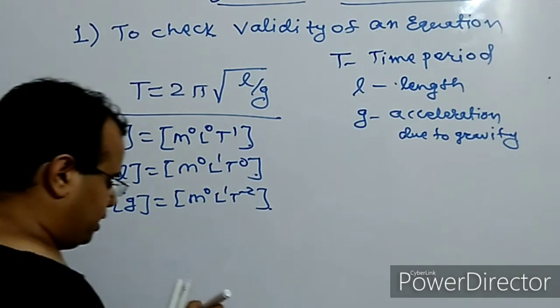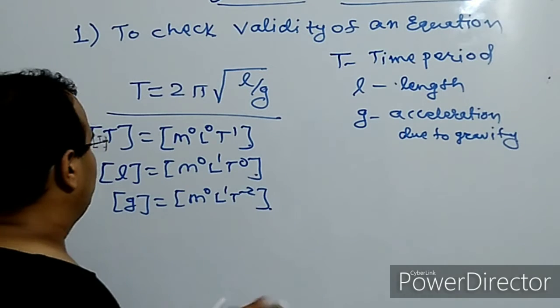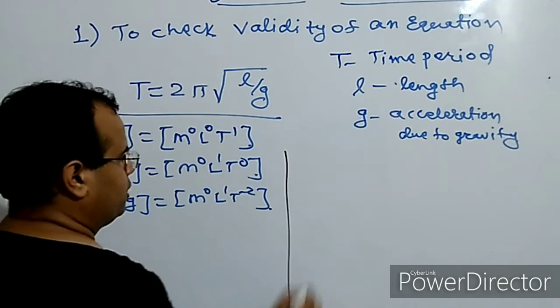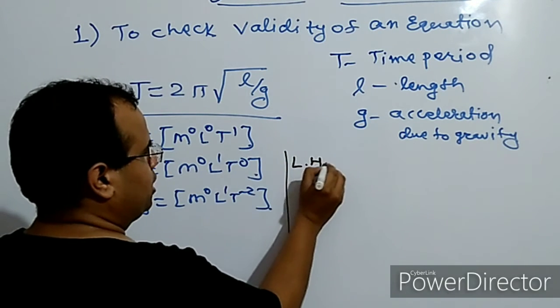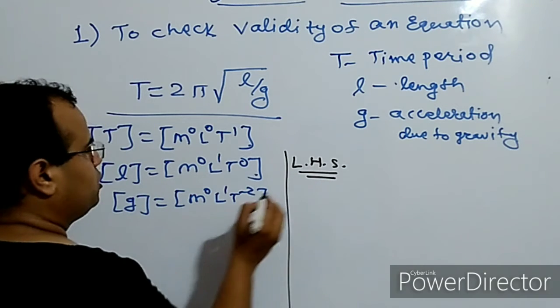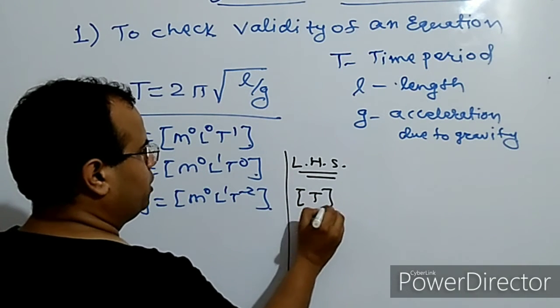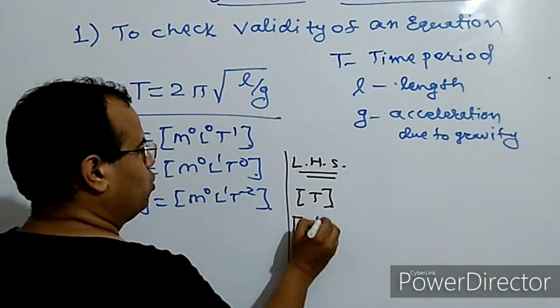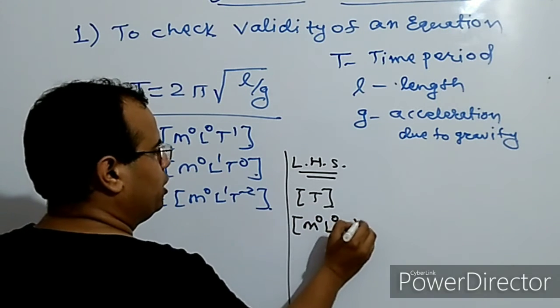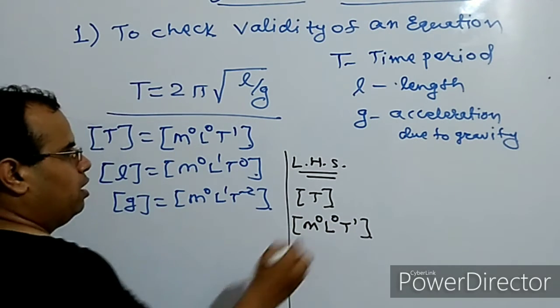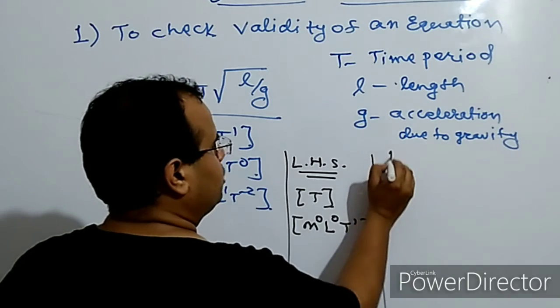So these are the quantities. Let us write the dimension of LHS, left hand side. So dimension of time period gives you m0 l0 t to the power 1. Okay, next is, let us find the dimension of RHS.